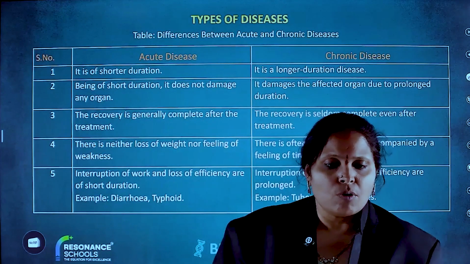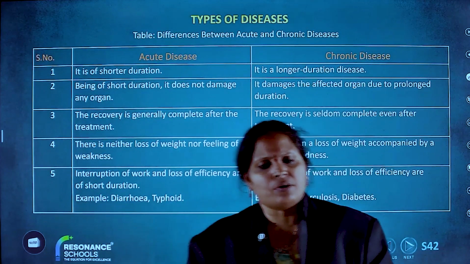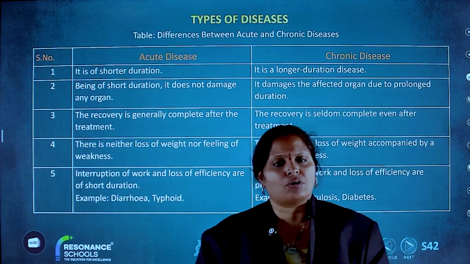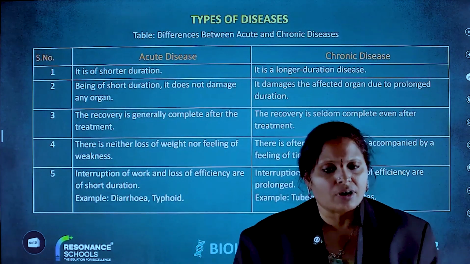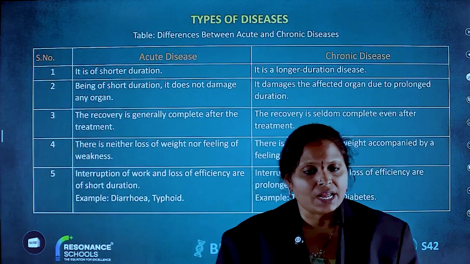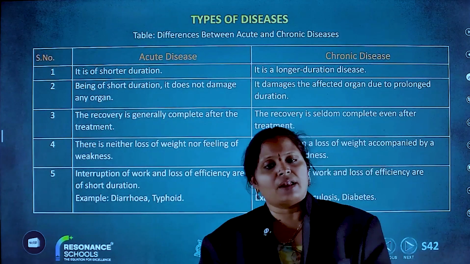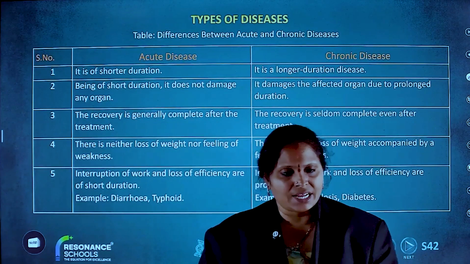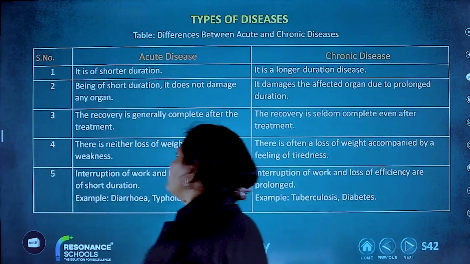Okay. So what about hypertension? They say chronic only. Hypertension is also chronic. It cannot be removed or else it cannot be cured completely. It can be managed. That's it. Now let us see the types of diseases.